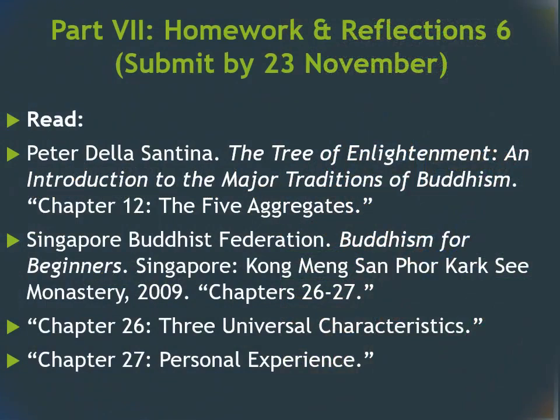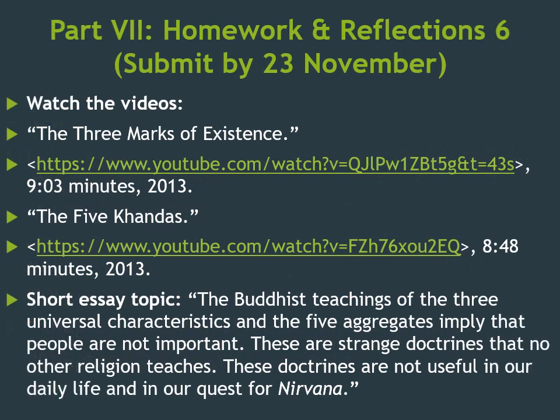Let us move next to the homework and reflection 6, to be submitted by 23rd of November. Yeah, the textbook: read chapter 12, the 5 aggregates of the Tree of Enlightenment. And then for Buddhism for Beginners, read 2 chapters. Chapter 26, 3 universal characteristics. Chapter 27, personal experience. Watch 2 videos, the 3 marks of existence, 9 minutes, and then the 5 khandhas, or the 5 aggregates, about another 9 minutes.